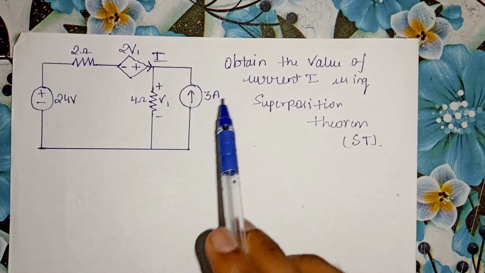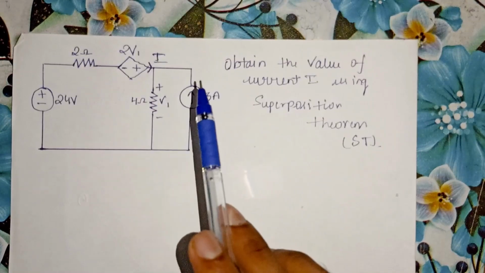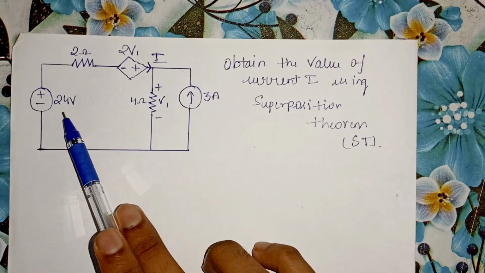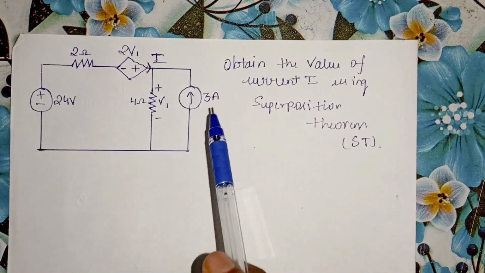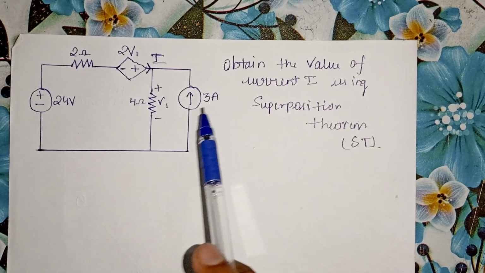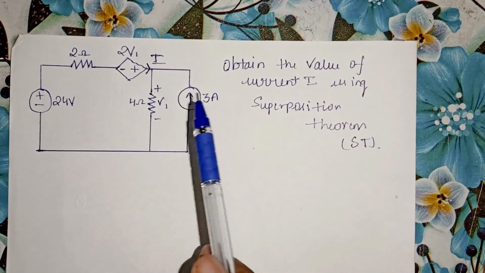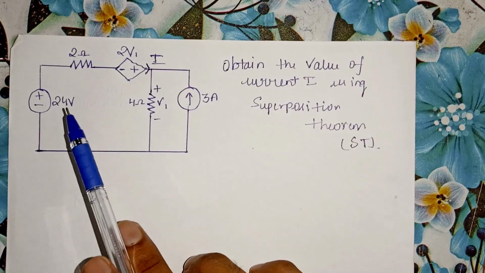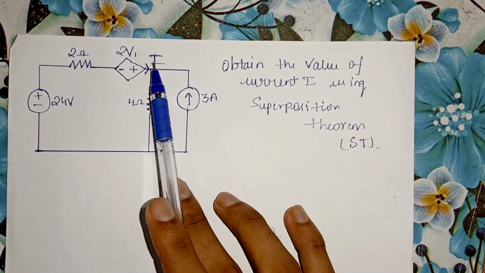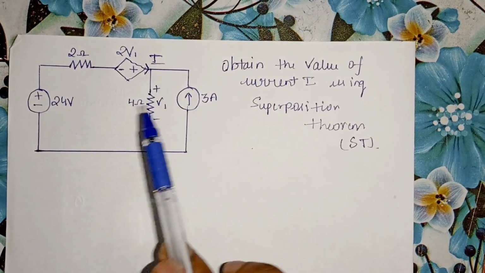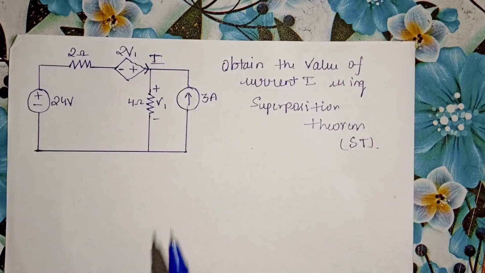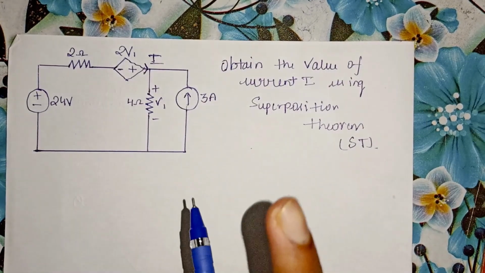In order to solve this question, you have to consider both cases: by considering 24 volts and deactivating your 3 ampere current source, and by considering the current source of 3 ampere and deactivating the 24 volt source. Obviously, we have to calculate the current I due to both individual sources. So it can be solved by considering two cases.